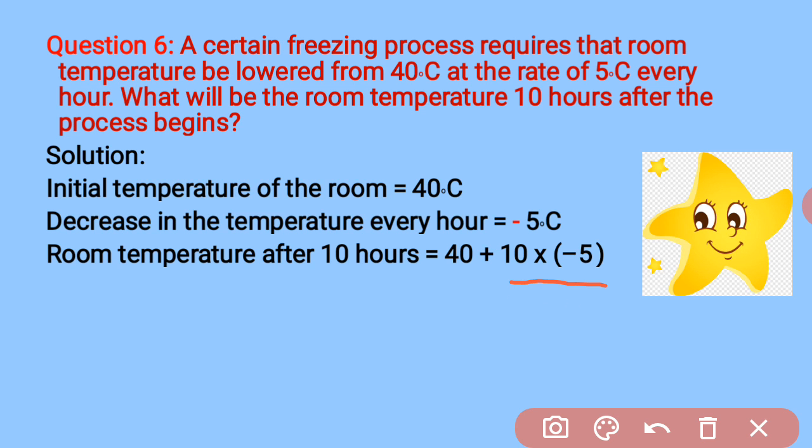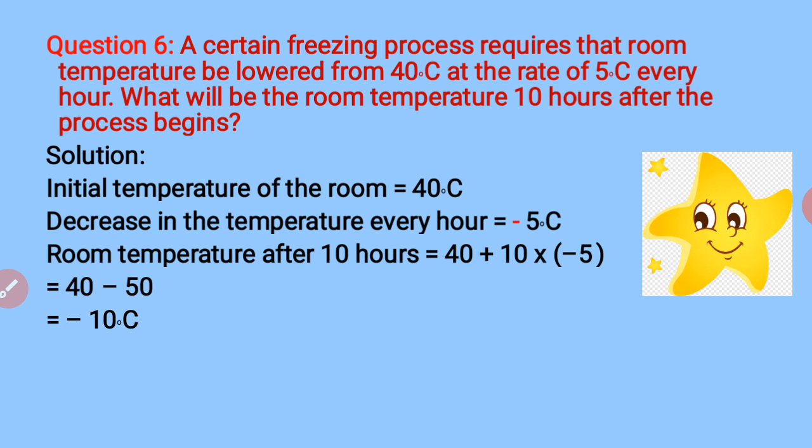I hope it is clear. It is just a multiplication. 1 hour minus 5, 10 hour minus 50. That's easy. But the initial temperature was 40. So the reduction will start from 40. That is why we have written it as 40 plus 10 multiplied by minus 5. When you solve it, it is 40 minus 50. That gives you minus 10 degree Celsius. That means after 10 hours, the temperature will be minus 10 degree Celsius.